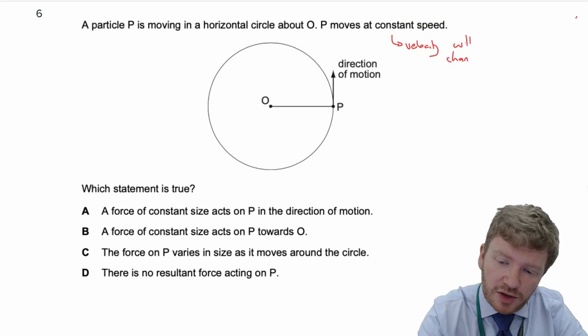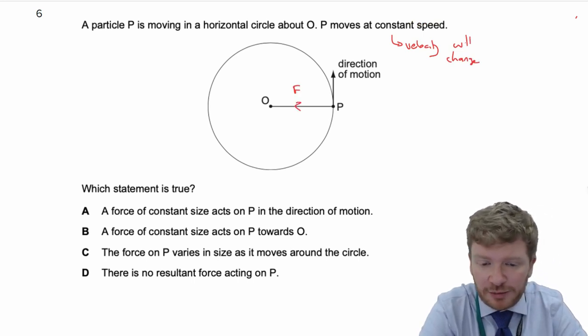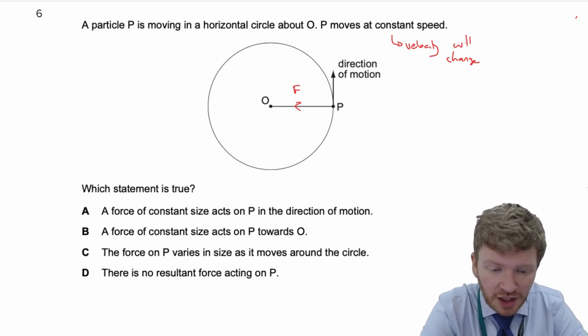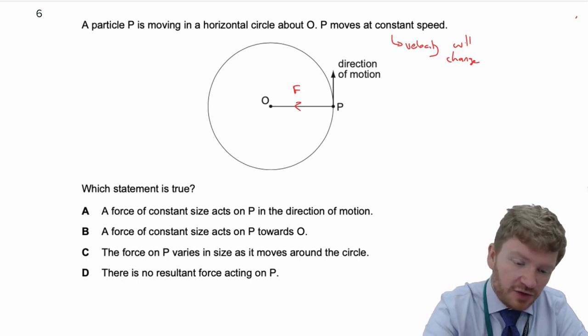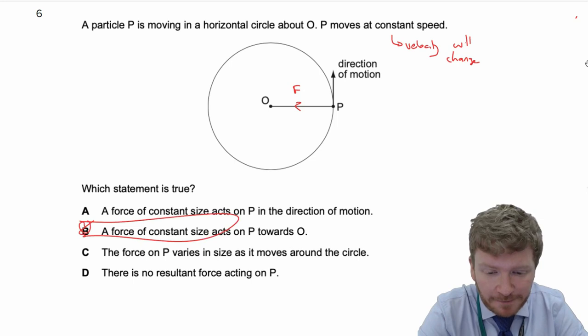The reason that happens is because when we're traveling with circular motion, there's always a force towards the center. That force must be constant. So the answer is B. Sorry about that. The answer is B.